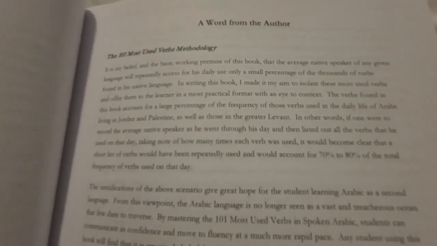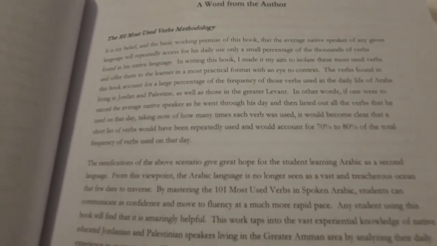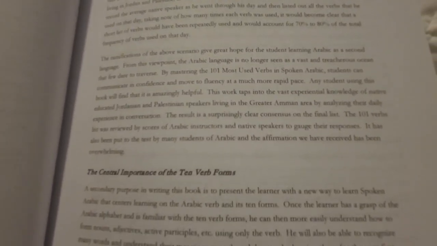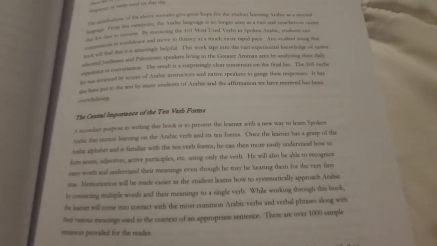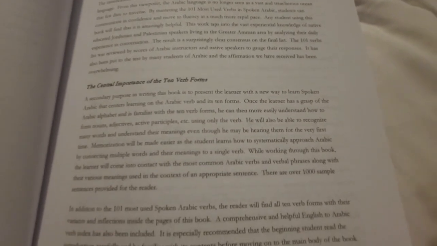Here is what the author has to say about the methodology used in this book. This work taps into the vast experiential knowledge of native, educated Jordanian and Palestinian speakers living in the Greater Amman area by analyzing their daily experience and conversation. The 101 verbs list was reviewed by scores of Arabic instructors and native speakers to gauge their responses. It has been put to the test by many students of Arabic, with a new way to learn spoken Arabic that centers learning on the Arabic verb and its 10 forms.